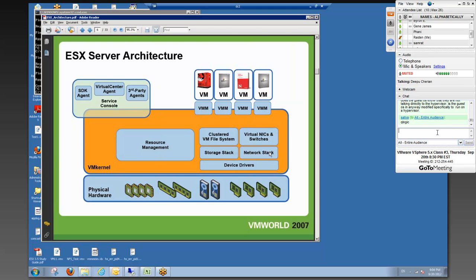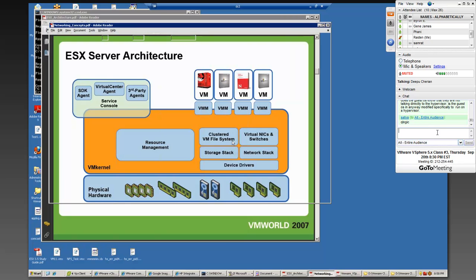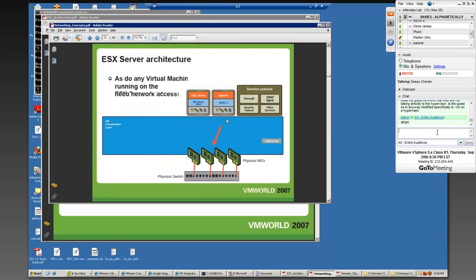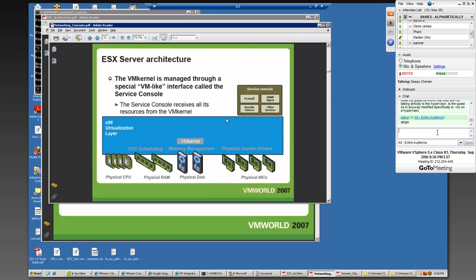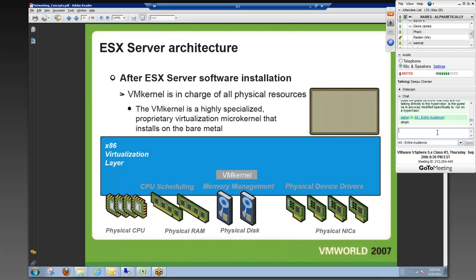Virtual NICs and switches, that's another thing. That's a feature inside the VM kernel to create virtual switches. And that is why I actually took this paper here. So here is the thing, just look at this picture here, guys. I'll be talking about this later when we get into networking. I just wanted to show you.